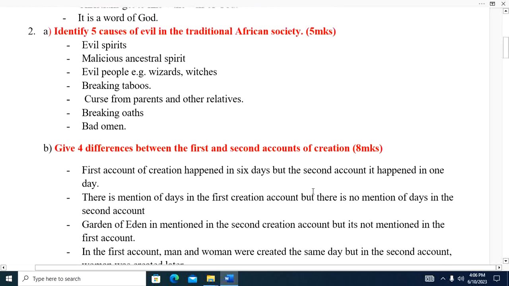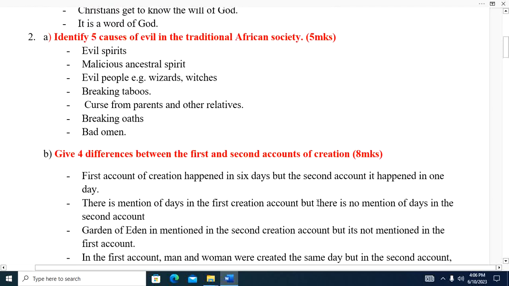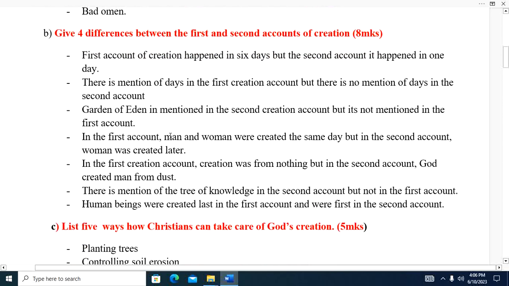Go to number 2. Identify 2 causes of evil in the traditional African society. What are the causes of evil? Number 1, evil spirits. Number 2, malicious ancestral spirits. Number 3, evil people, e.g. wizards, witches. Next, breaking taboos. Next, curse from parent and other relatives. Next, breaking oaths. Next, bad omen.